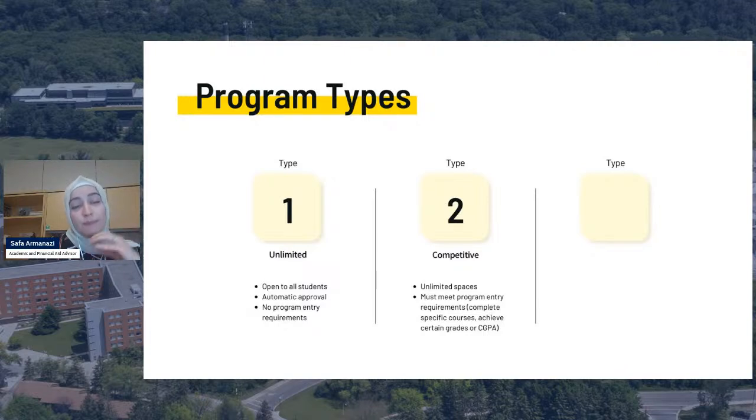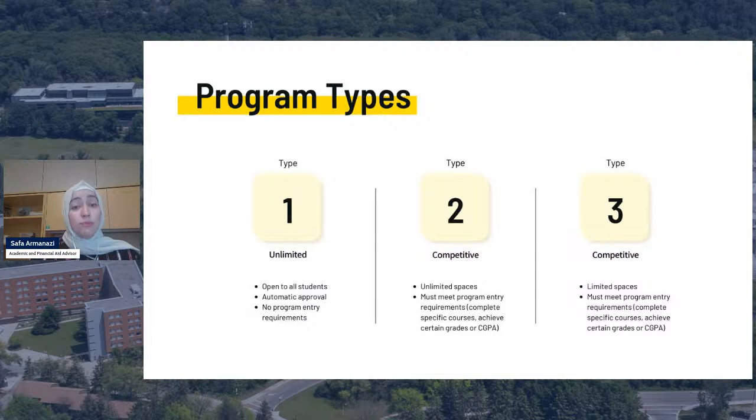When you look at type 2 programs, these are more competitive programs, and while they have unlimited spaces, they also have entry requirements that you need to meet in order to request those programs and be enrolled in them. These entry requirements could be completion of specific courses and meeting minimum grades in these courses, or a minimum CGPA that you need to achieve to be able to request those programs. Those enrollment requirements are listed on the academic calendar under each program. You'll see an enrollment requirement section that lists all the required courses that you need to take for that program and the minimum grades or CGPA that you need to achieve to be able to request this program at the end of your first year.